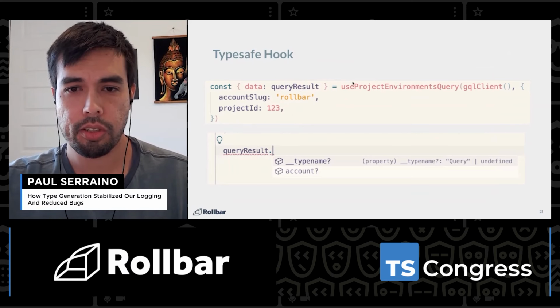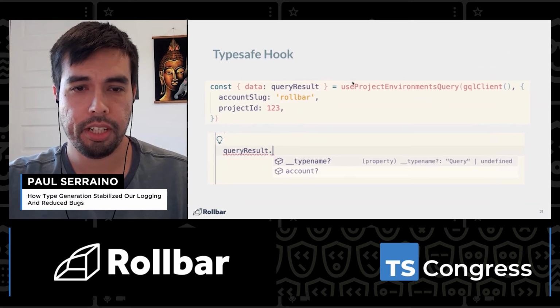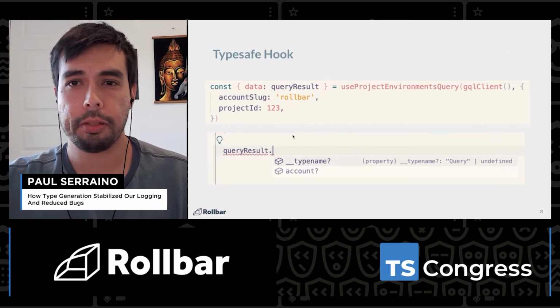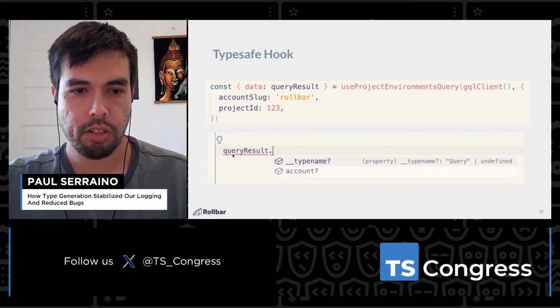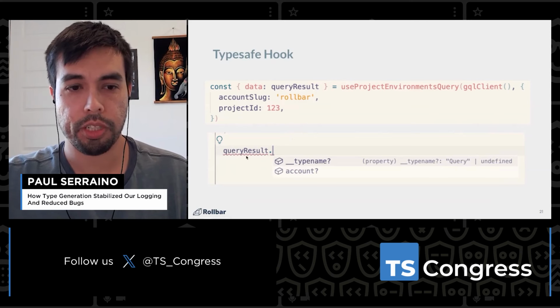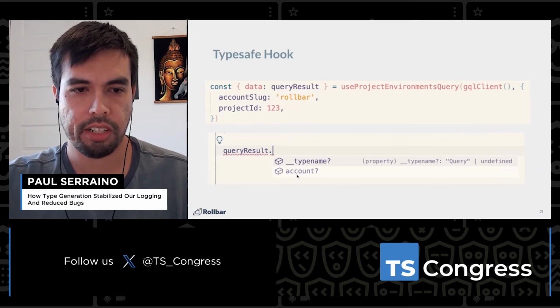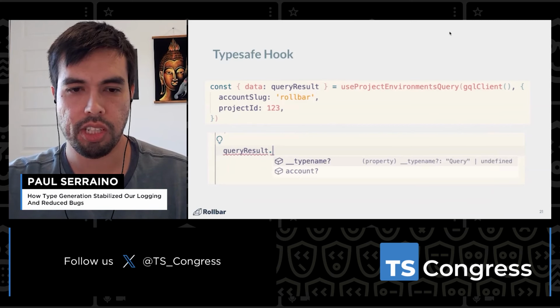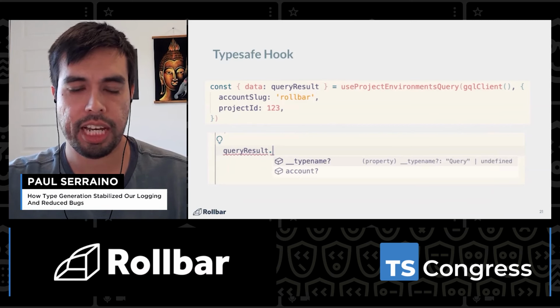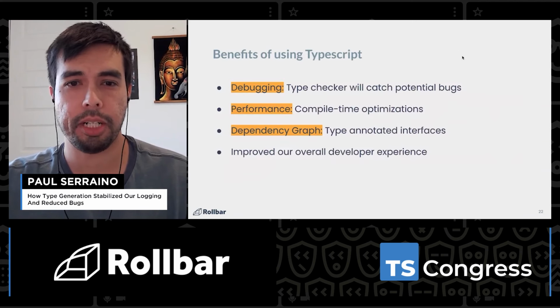So this hook will fetch the data that we need, and it will be completely type safe. In this example, as you can see, when you type in through your text editor query.results, you'll be able to see the various attributes that are on that object.